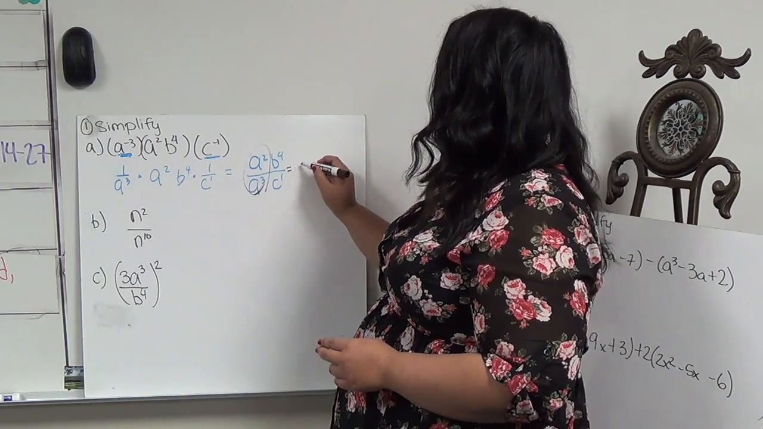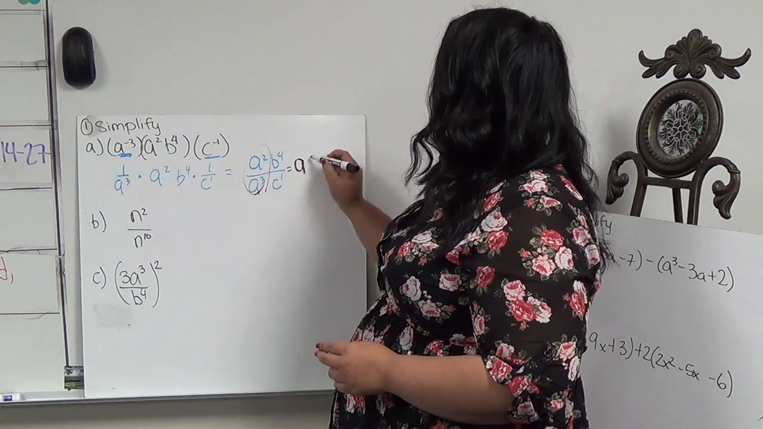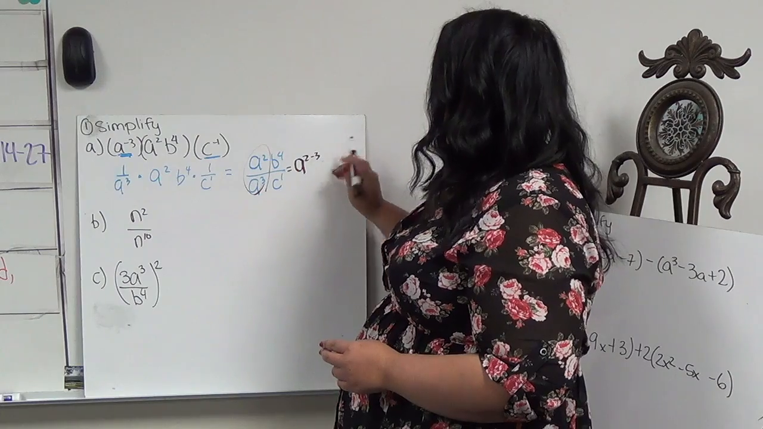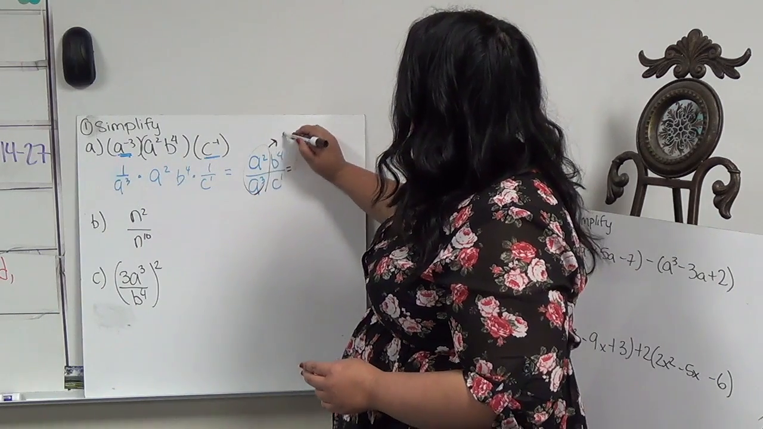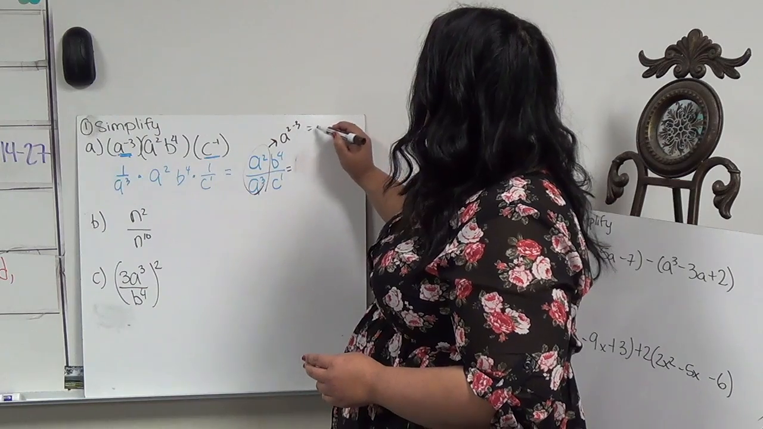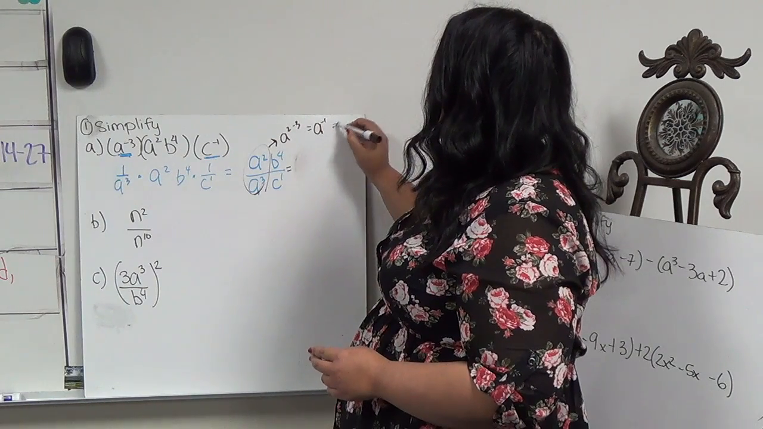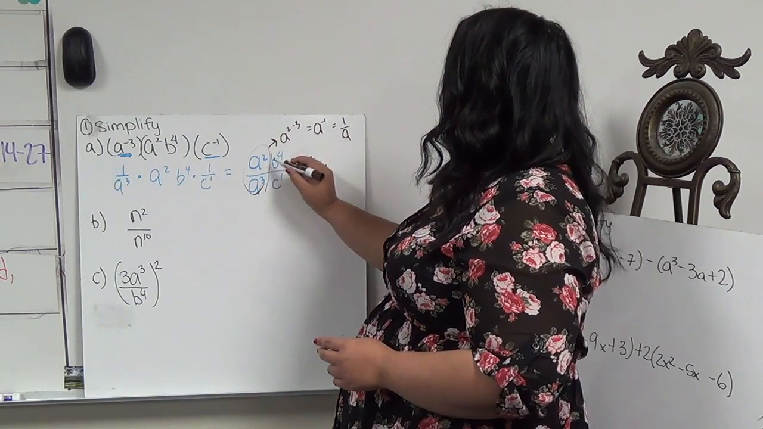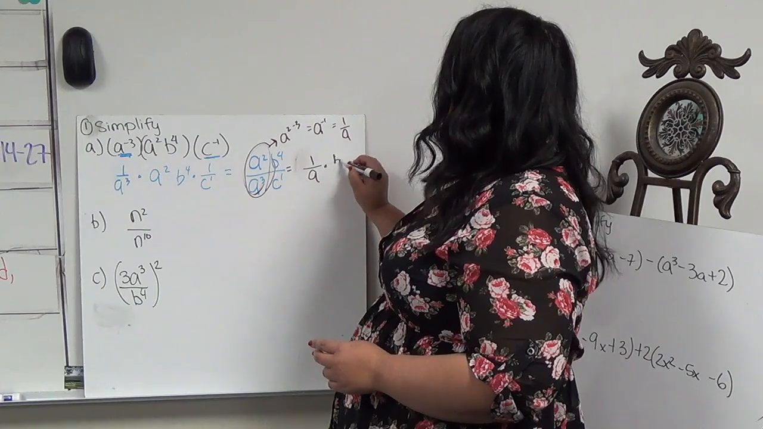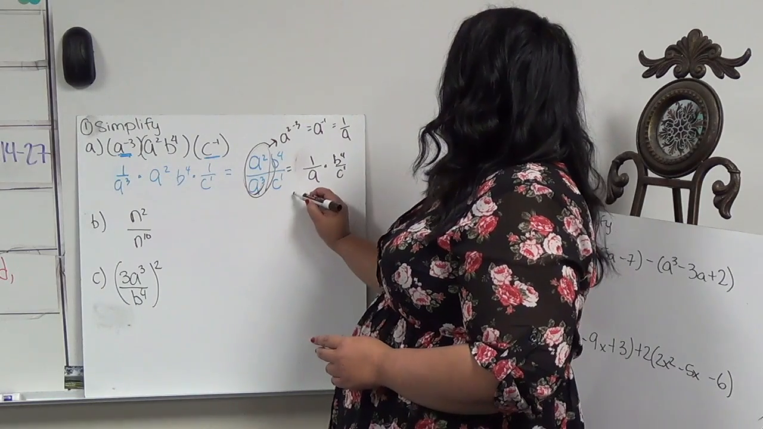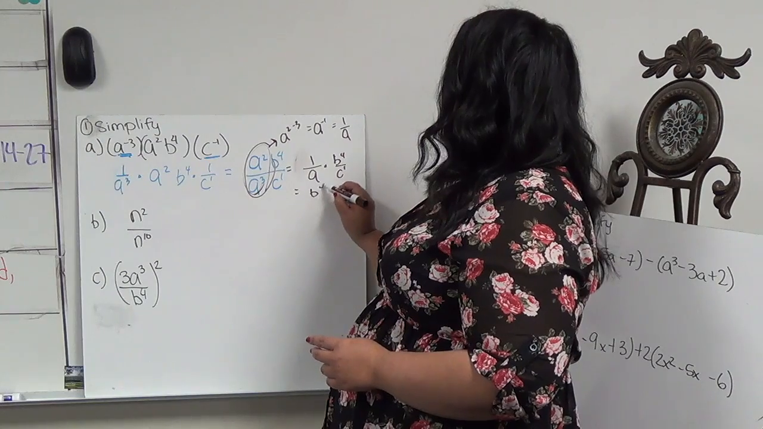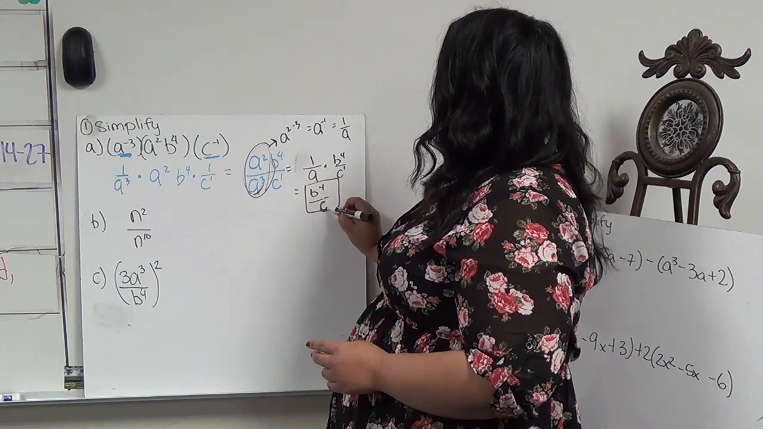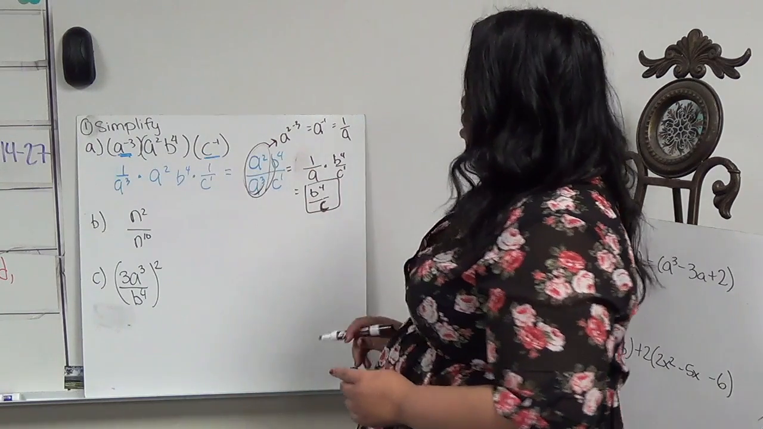This is the same thing as saying a to the 2 minus 3, which equals a to the negative 1, which is 1 over a. So this would be 1 over a times b to the fourth over c to the 1, or just c. So in one fraction, this would be b to the fourth over a times c, and all of this gets simplified to this.